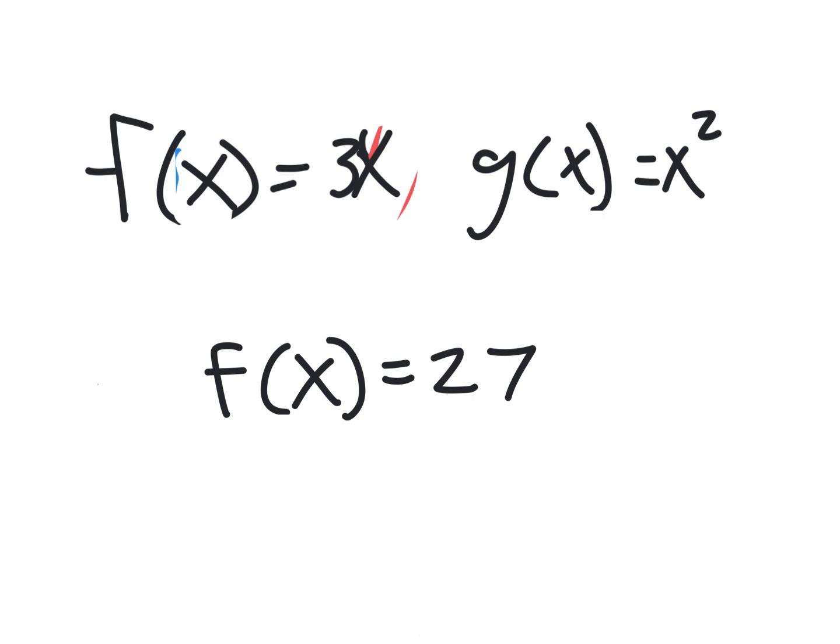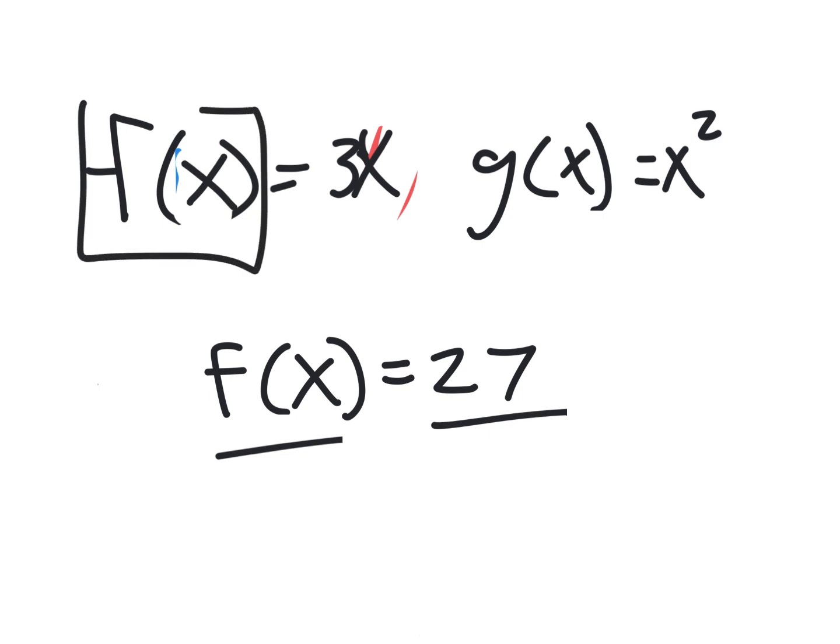Would you agree that f of x can be replaced with a 27? They are the same thing. F of x is 27. Remember, f of x is kind of like a y. It's just a variable. F of x is like y, and y is like 27. So wherever you see f of x, which is right here, I can put a 27. So 27 is 3x. So what's x got to be? 3 times 9 is 27. X must be 9.